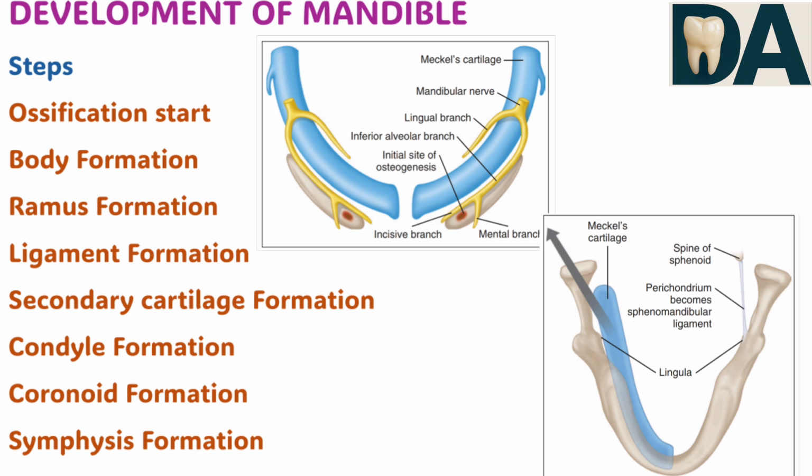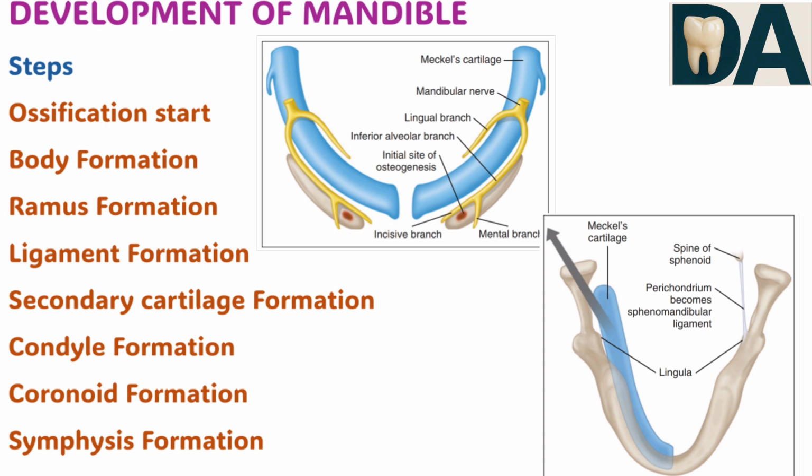Now go to the condyle formation. The condyle appears as a cone-shaped cartilage during the 10th week of intrauterine life, occupying most of the developing ramus. The condylar head increases in size by both interstitial and appositional growth. The first evidence of endochondral ossification is seen in the 14th week of intrauterine life.